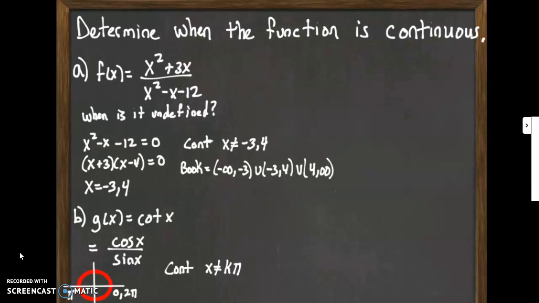Here's one where you wouldn't really be asked to do interval notation everywhere because, how could you do that? It's an infinite interval. So here we have to use this shorthand notation. Now they could ask, when is it continuous on the interval 0 to 2 pi? Then you would be excluding 0, pi, and 2 pi, and you could write that in interval notation.